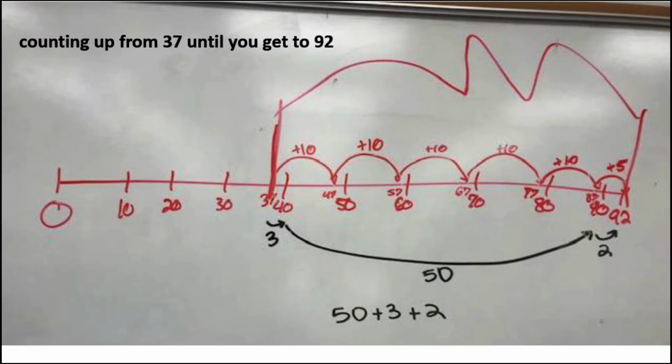And then this one may be a little more straightforward, counting up from 37 until you get to 92. So again, by tens, 37 to 47, 57, 67, 77, 87, and then straight to 92 from 87. This student counted up to 90 and then up by 2 more. So 50 plus 3 plus 2 to be the 55 needed to get from 37 to 92.